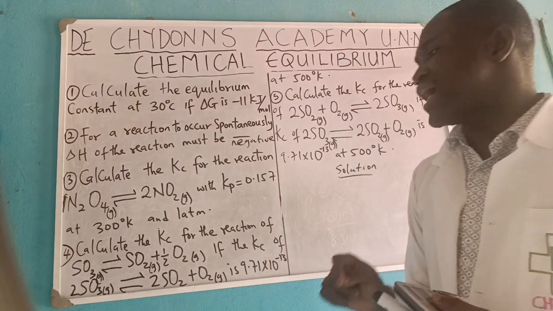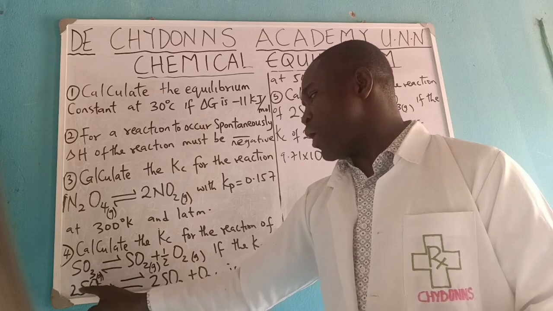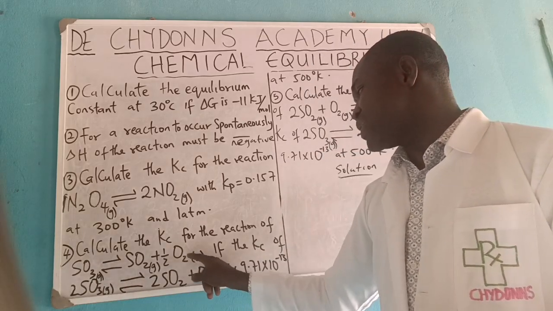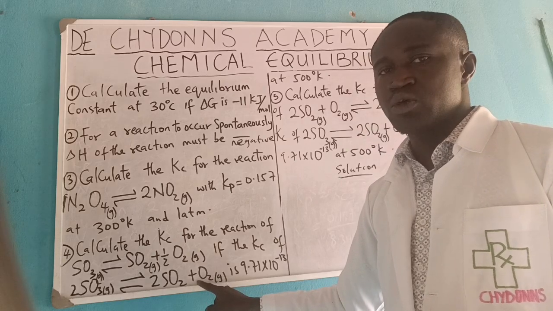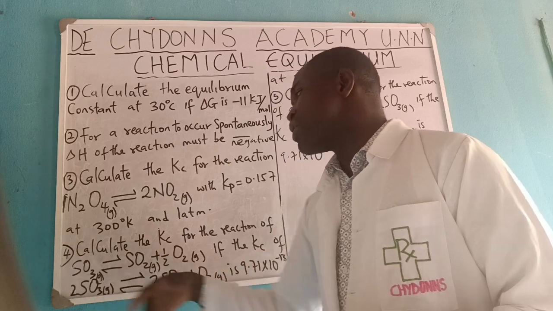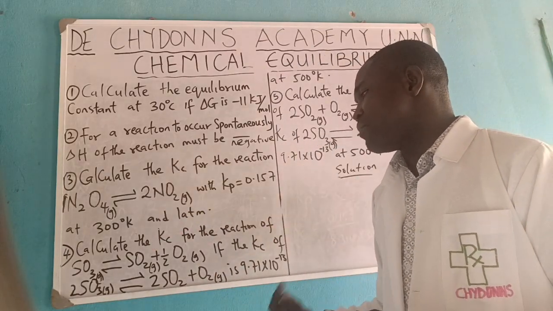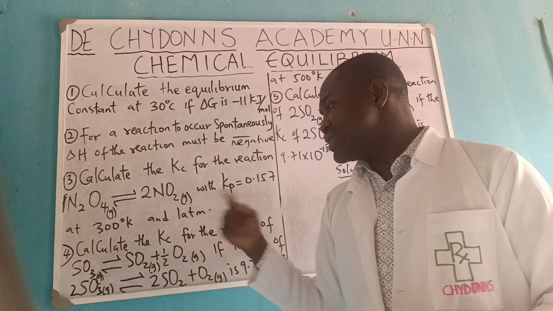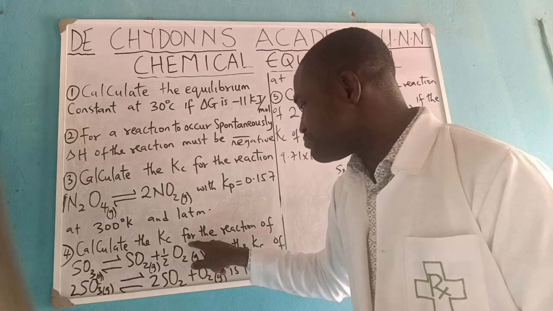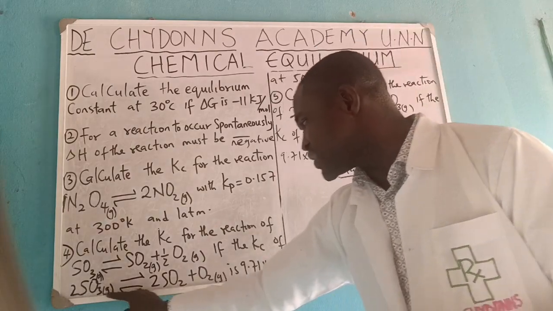Do you notice that when you carry 2 to multiply this, you have 2. When you carry this to multiply this, you have O2. That means the Kc of our first equation can be gotten by dividing everything here by 2.